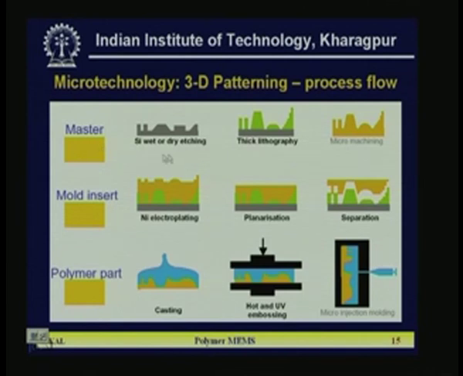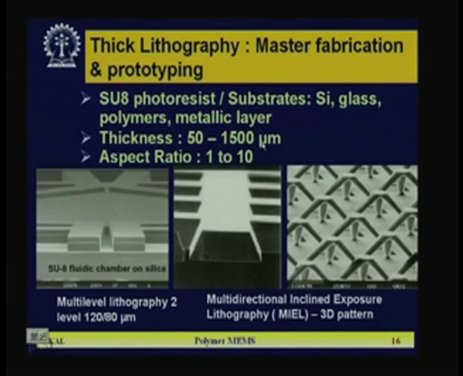So these are the differences between the silicon dry and wet etching structure, and you can see at the end here the micro injection molding and hot and UV embossing in case of polymer. The bottom two are in case of polymer, and earlier is that several modifications of silicon technology, which either you use photolithography or you can use the molding or the electroplating also. Okay. Now thick lithography, master fabrication and prototyping.